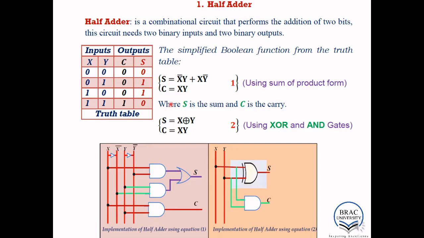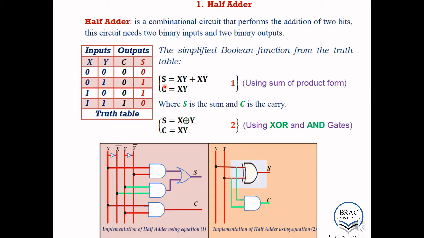Like for c, if you look at c, it says when both of the inputs are high, the output is high, otherwise the output is low, which is basically the truth table for an AND gate. That's why c equals x dot y.